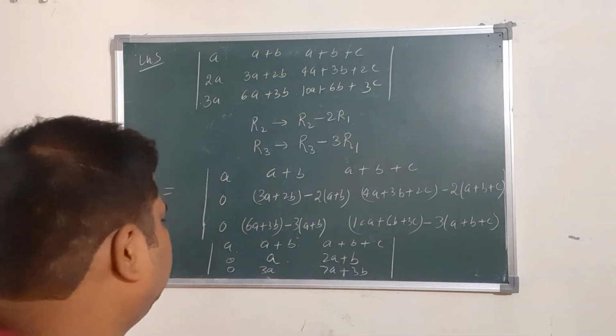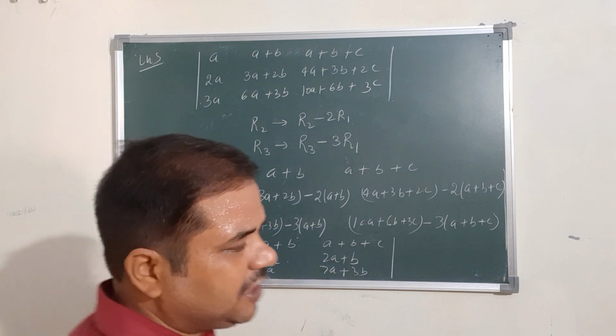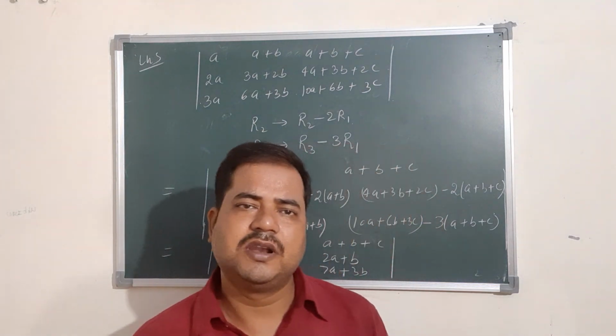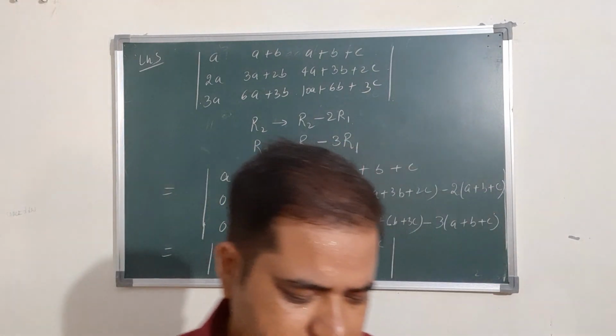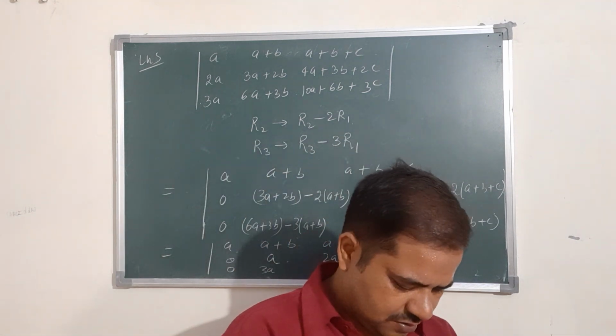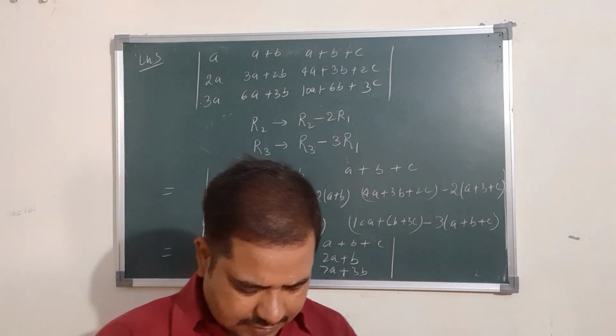So this is the determinant, and by this particular row you expand, you will get the value of determinant as A cube. So in this manner we have to complete the properties of determinant.